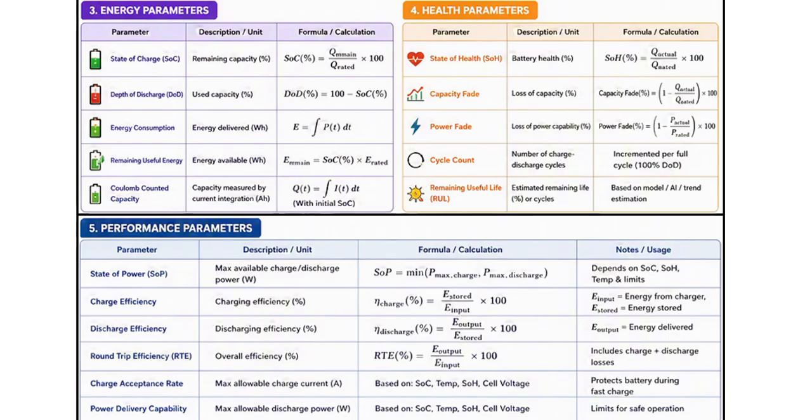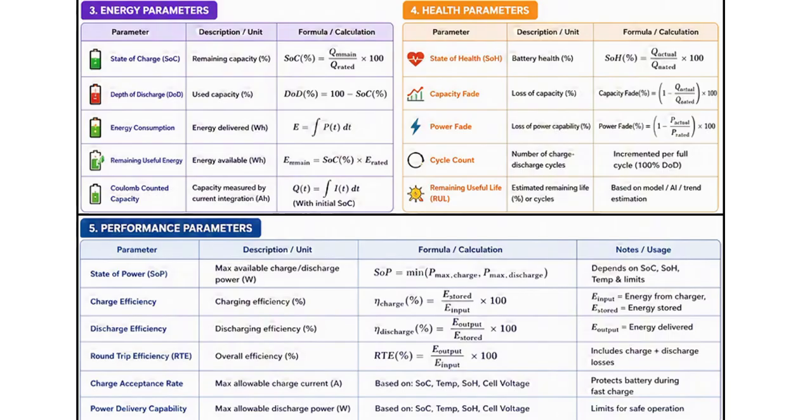Then next one is the performance parameters, in which the first one is SOP, state of power. State of power is the maximum available charge and discharge power. So the formula is given here, and the value depends upon the SOC, SOH, and the temperature limits.